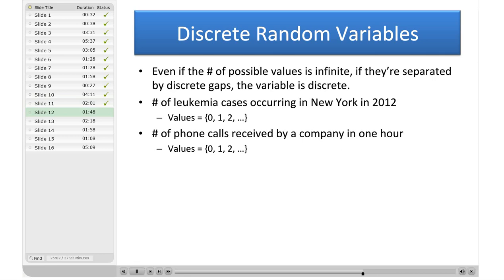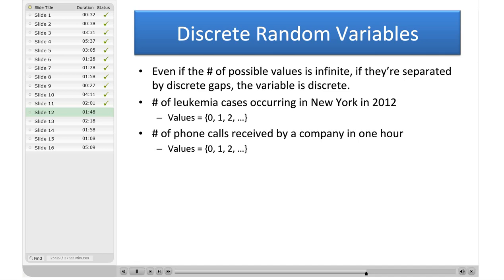So we just saw that if the number of possible values for a random variable is finite, then it's automatically discrete. Well, actually some random variables that have infinitely many possible values are also discrete. Here's how you know. If a random variable has infinitely many possible values, and there are discrete gaps between the numbers, in other words, there are big spaces between the numbers, then it's actually still a discrete random variable.